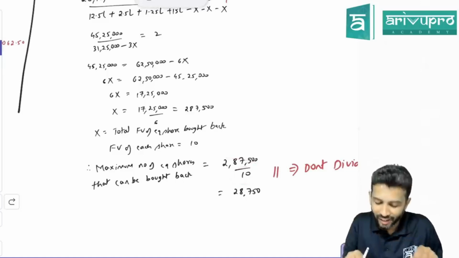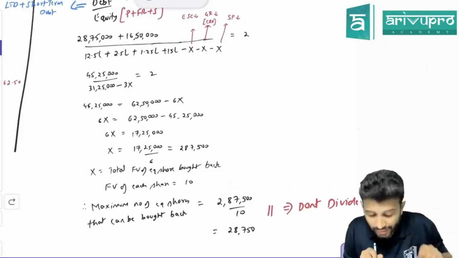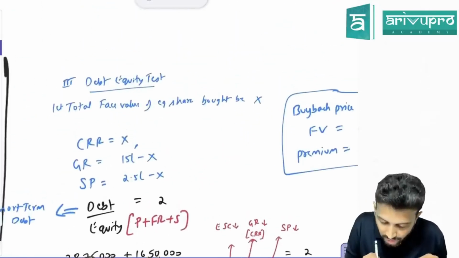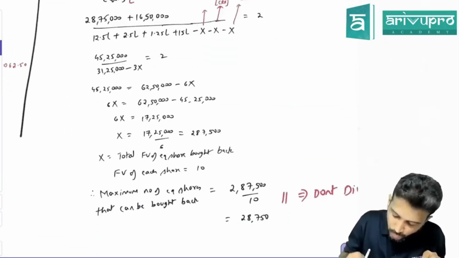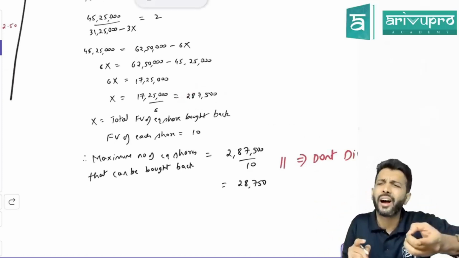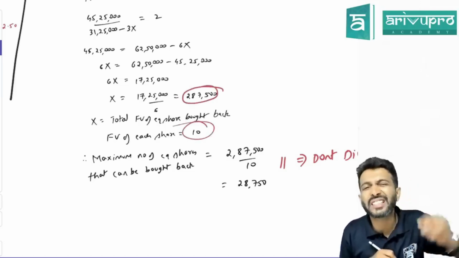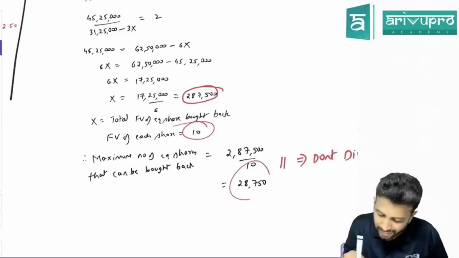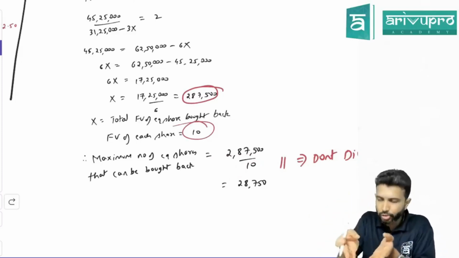Not like that. What is this X? X is the total face value. What did we assume? X is the total face value of equity shares bought back, and the total face value of equity shares bought back is 2,87,500. And the face value of one share is 20 or only 10 now? The face value of one share bought back is 10. So how many shares maximum can you buy back? 2,87,500 divided by 10 you have to do, not 20. Understood or not? Based on the assumptions, what we have assumed, accordingly we need to do.